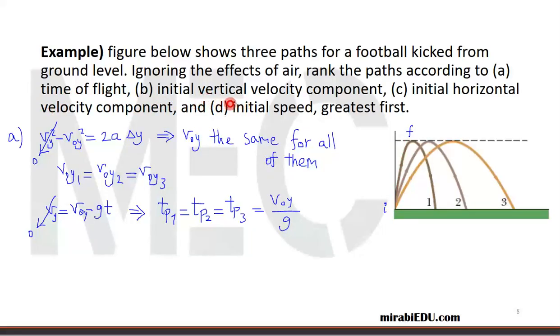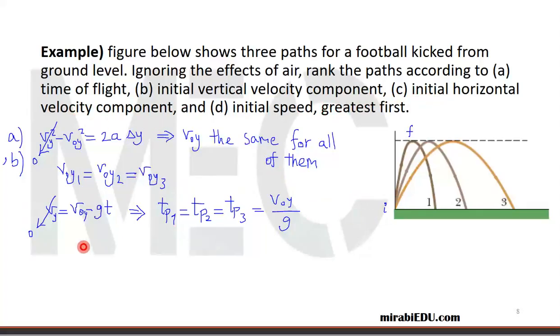The initial vertical velocity components, we also solved this one. So we said that the initial vertical component of all of them must be the same. We solved it here. Part C says initial horizontal velocity component.